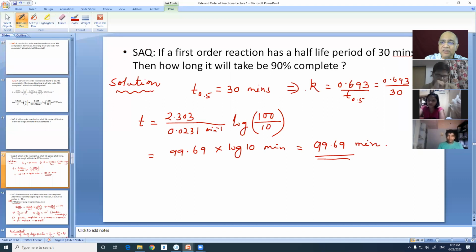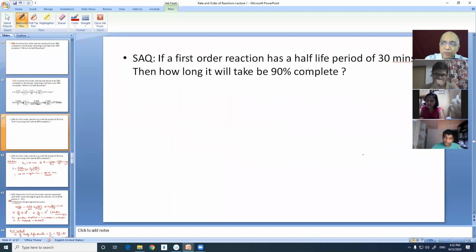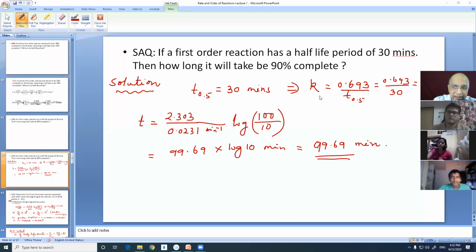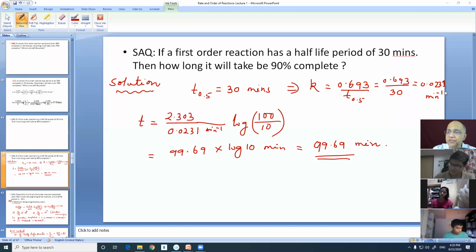What was the answer? Was it 99.69 minutes? Check. Many of you have not seen the question I gave you as a home task. If a first order reaction has a half-life period of 30 minutes, then how long will it take to be 90% complete? If the half-life period t.5 is given, then K is equal to 0.693 by half-life period. It is ln 2 by half-life period, and K value is coming 0.031 minute inverse.